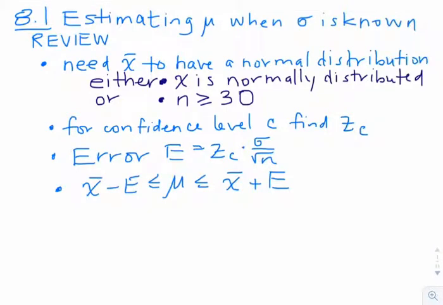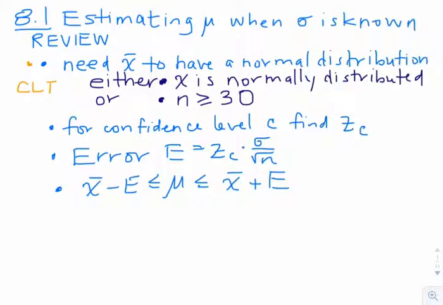Okay, so before we look at section 8.2, let's review 8.1. In 8.1, we were estimating mu, the population mean, when we did know sigma, the population standard deviation. So what did we need? We needed that x bar was normally distributed, and we knew that by the central limit theorem in one of two cases. Either x was normally distributed, or our sample size was large enough, at least 30.